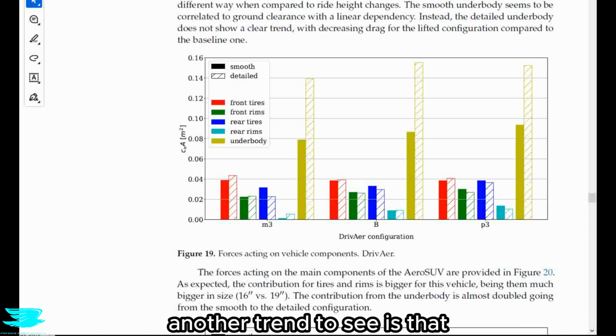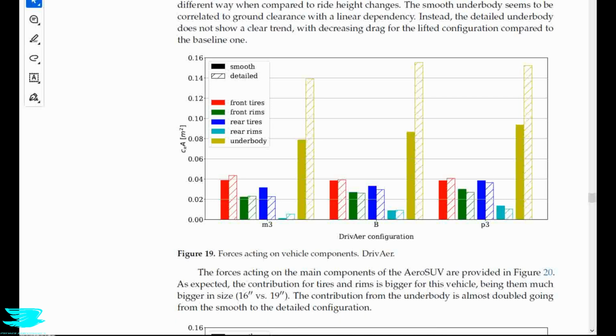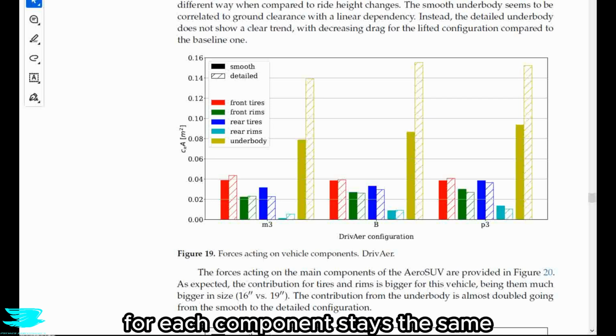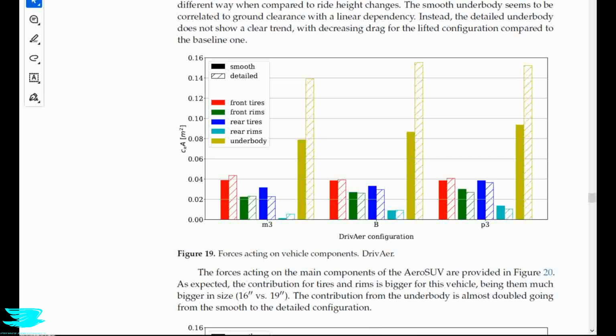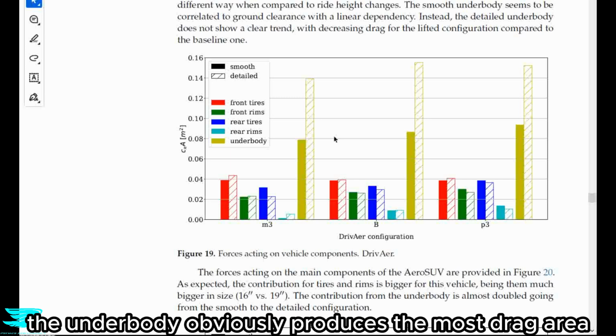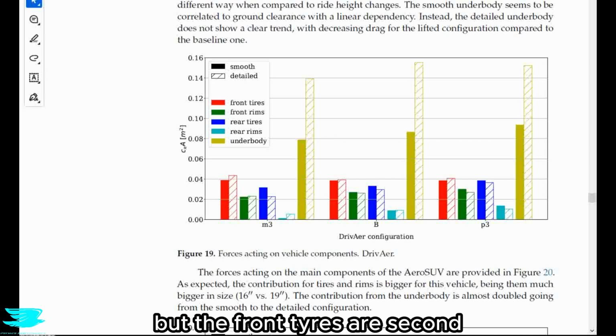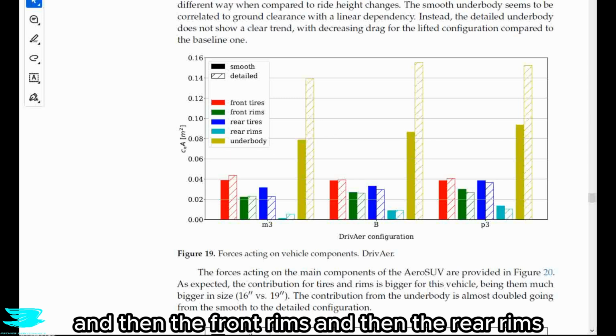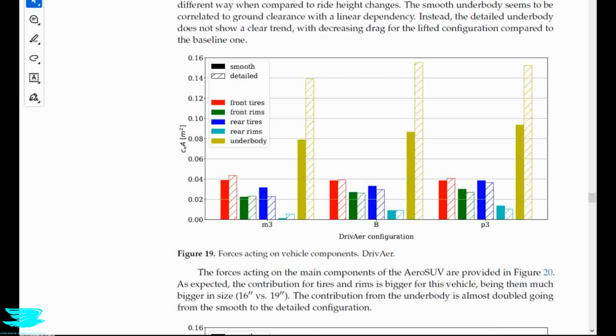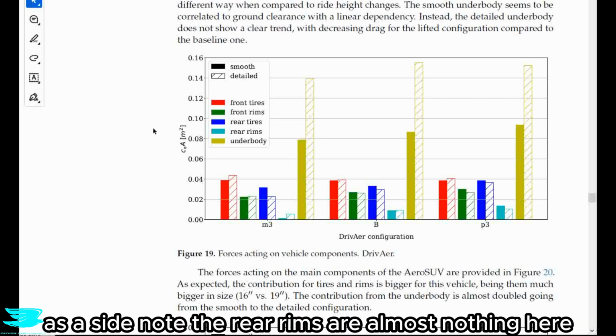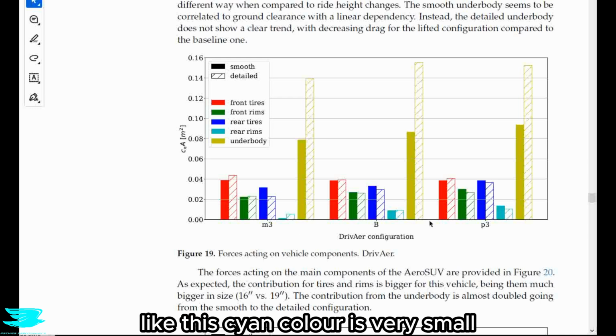Another trend to see is that regardless of the ride height, the breakdown of the drag area for each component stays the same relative to each other. So for example, the underbody obviously produces the most drag area, but the front tires are second, followed by the rear tires, and then the front rims, and then the rear rims. As a side note, the rear rims are almost nothing here, like this cyan color is very small.